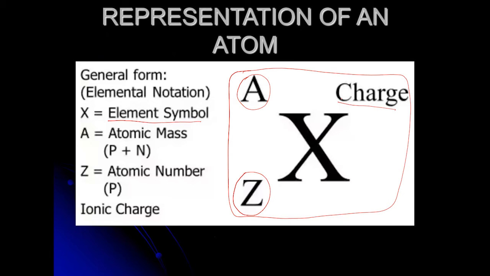If it is a neutral atom, there is no charge. If it is a cation, there will be a positive charge, and the magnitude of the charge will be equal to the number of electrons that have been lost. And if it is an anion, there will be a negative charge with a magnitude that is equal to the number of electrons that have been gained.